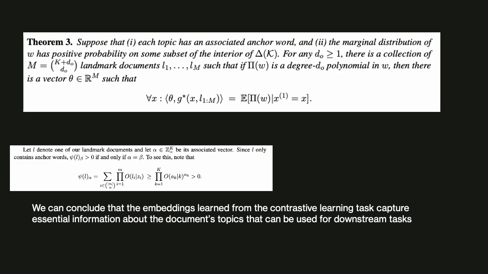Essentially, the proof demonstrates that the learned embeddings retain enough information to effectively approximate any function of the topic distribution with a simple linear operation. Here we say that there exists an x where we can find a vector theta that linearly combines the document embedding of x on the landmark documents to approximate the polynomial function of the topic distribution.